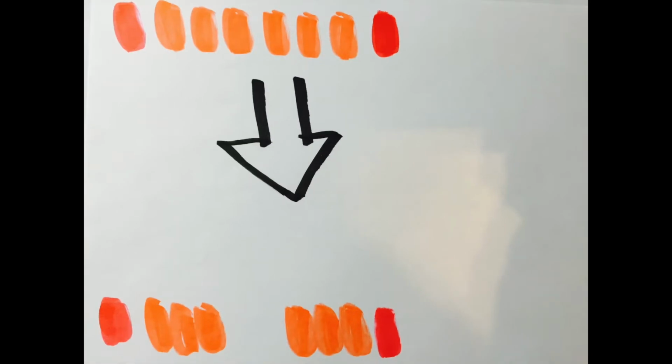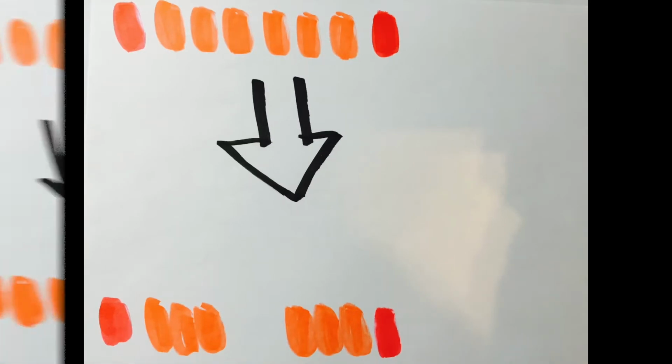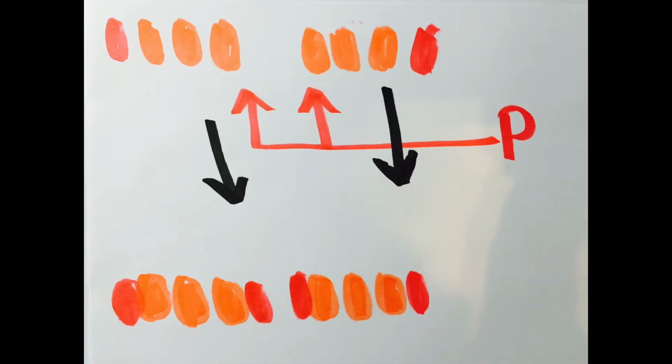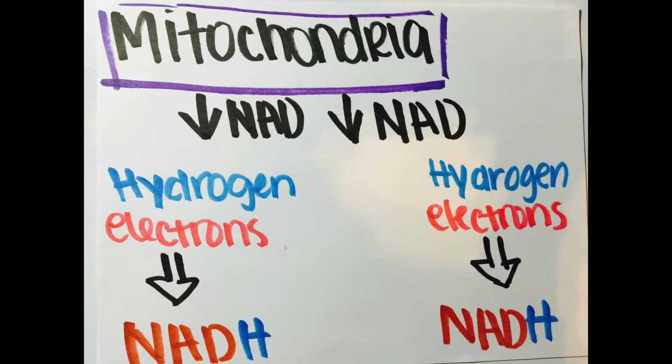Next, the 6-carbon molecule now gets split into 2 3-carbon molecules. Next, another phosphate group is attached to each molecule, making them glyceraldehyde 3-phosphate. Next, 2 NAD come from the mitochondria to collect electrons and hydrogen ions. After picking up the 2 electrons and the hydrogen ion, NAD is now called NADH and now leaves the cycle.